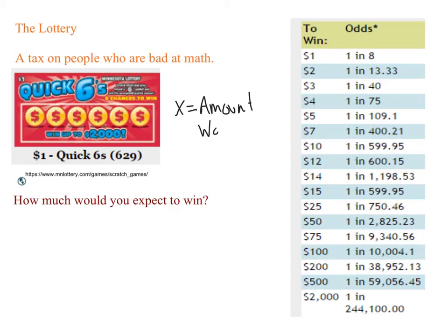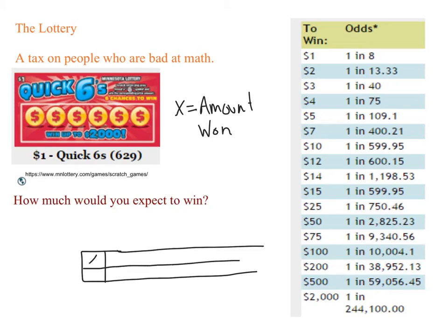Okay. So if I was going to make a probability distribution of this, I'd have my random variable x, and then I have the probability of x. So the first x is $1. The probability is 1/8. The next variable is 2, and the value is 1 divided by 13.33. I'm sorry, I'm not leaving myself enough room. 3 would be 1 in 40.